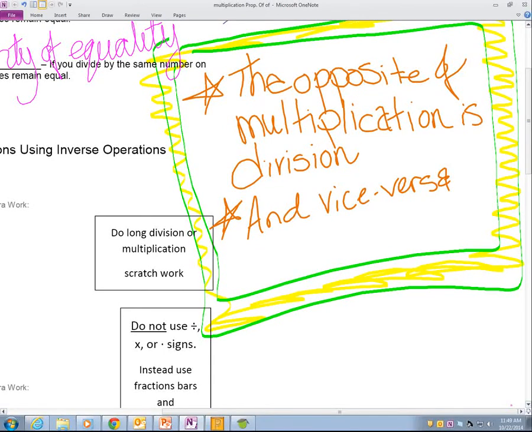The opposite of multiplication is division. Can you please write not late on there, please? Write absent. So I want to give you 50% off on that. Okay? So the opposite of multiplication is division, and the opposite of division is multiplication.